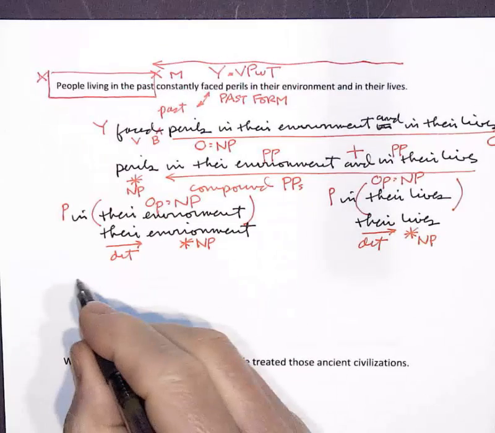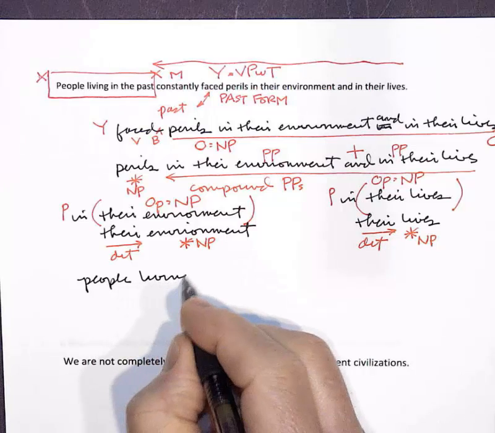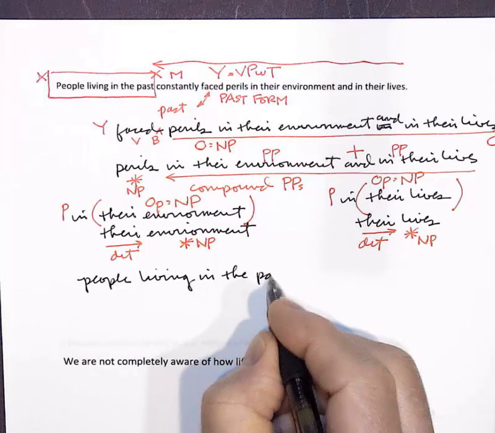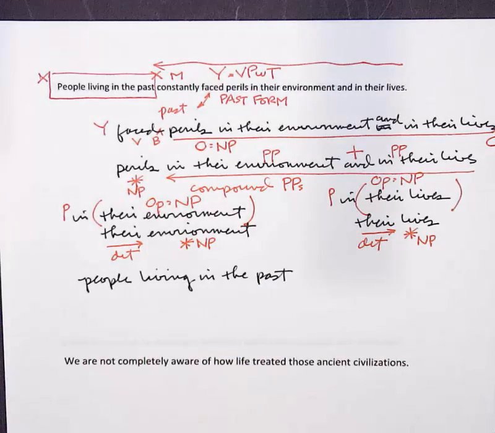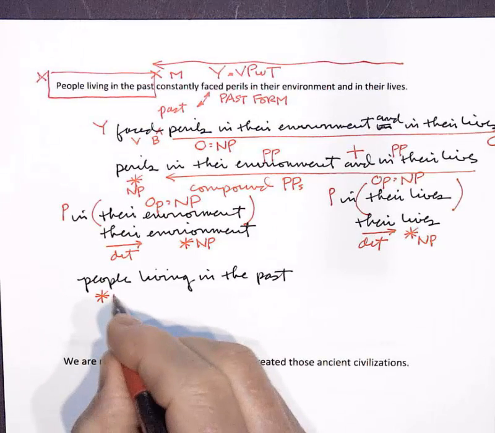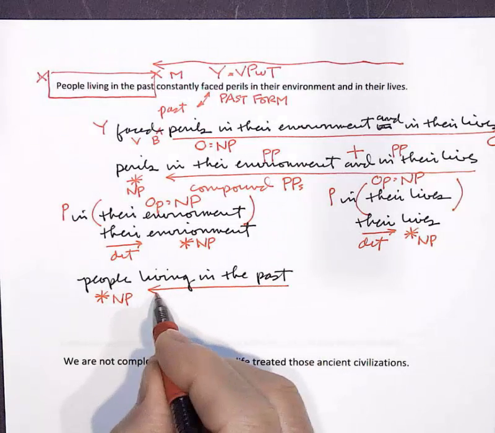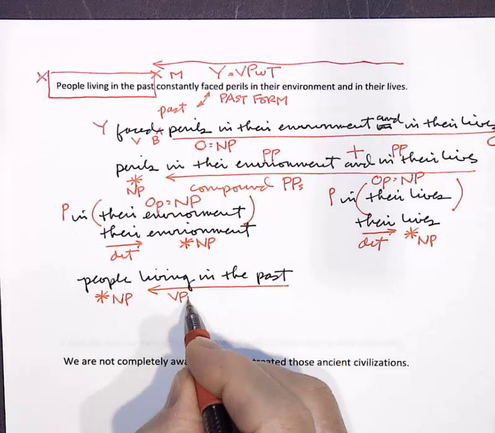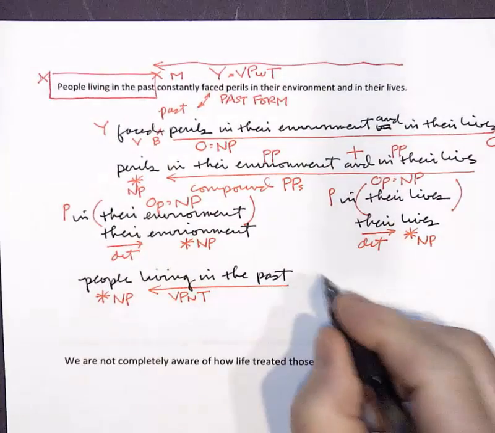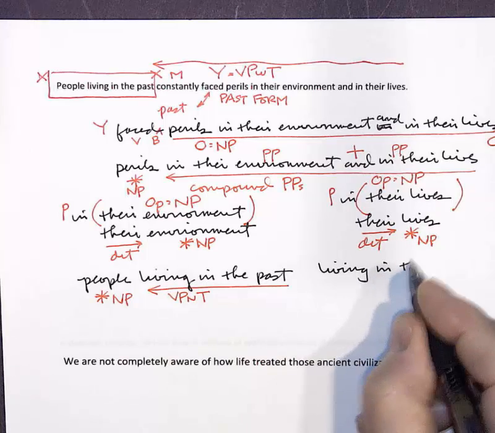And now let's take a look at the subject. People living in the past. And people is the head. It's a noun phrase. Living in the past is a modifier. It's a verb phrase, no time. It's the ing form. Living in the past.